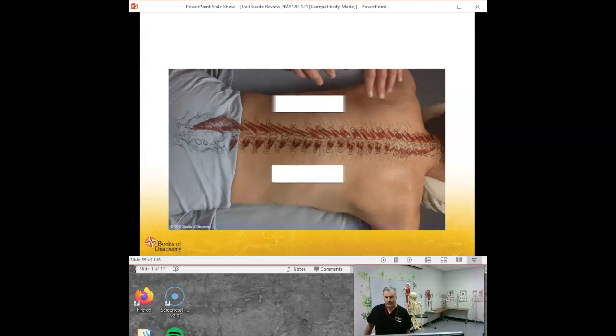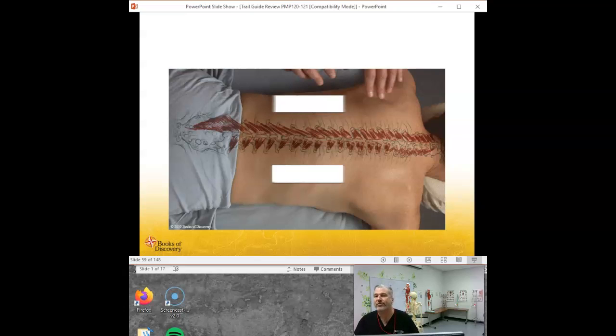Rectus femoris. Yes, and vastus medialis. That was really good. Vastus medialis. Sorry, I cut you off. And vastus lateralis. Yes, vastus lateralis. That was great. What was the last one? Vastus intermedius. Fantastic. Rectus femoris, vastus medialis, vastus lateralis, vastus intermedius.